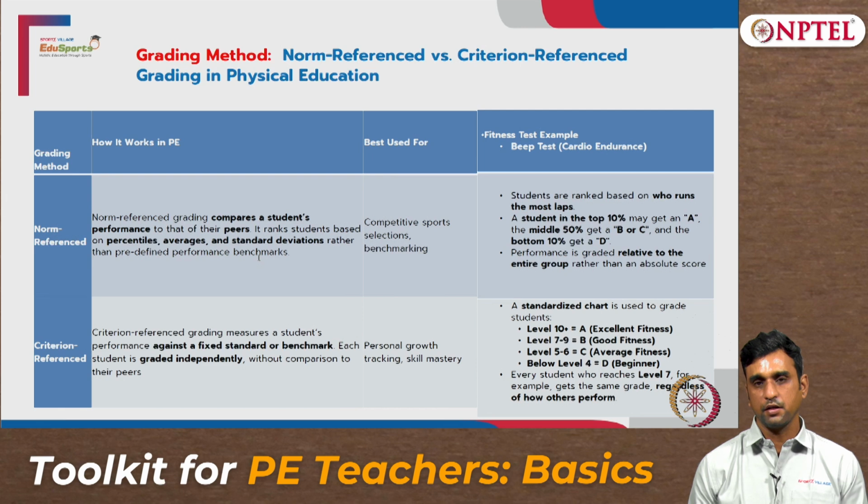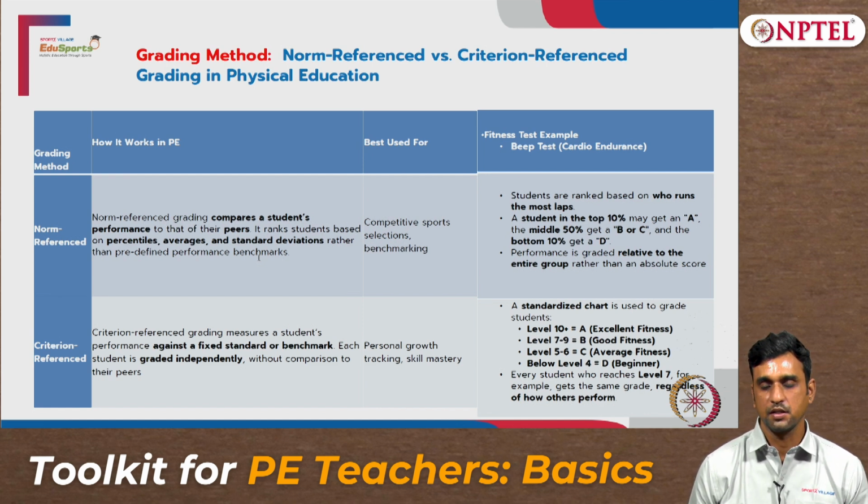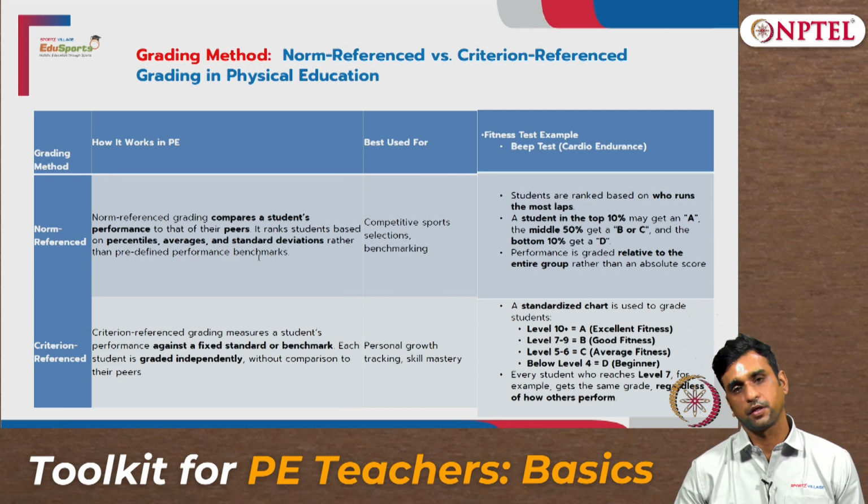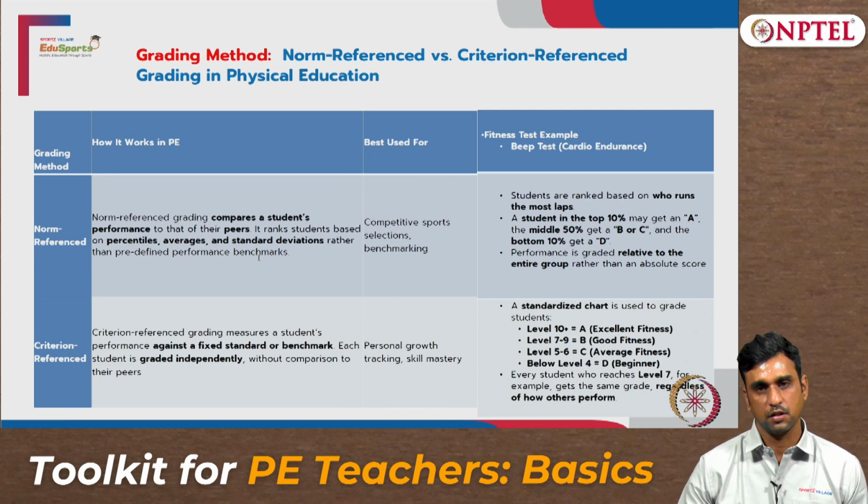Basically, you have predefined the structure that up till level 10 or 10 laps, you will get an A grade. Students doing laps which fall under levels 7 to 9 get a B, levels 5 and 6 get a C, and below 4, you get a D. So you have set a standardized benchmark for each of the grades. This is regardless of the class or how the other students in the class perform.